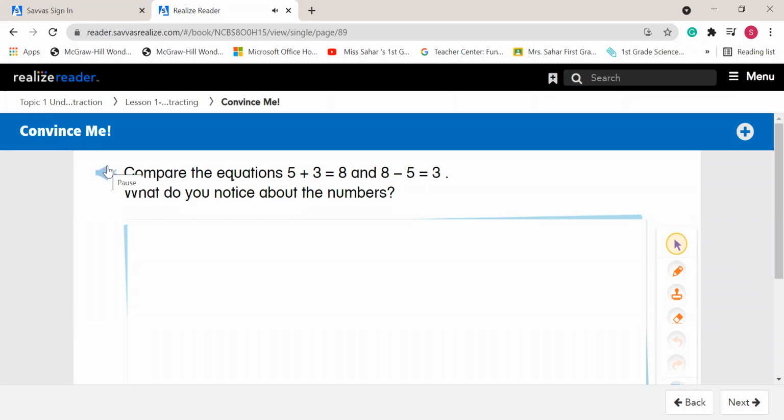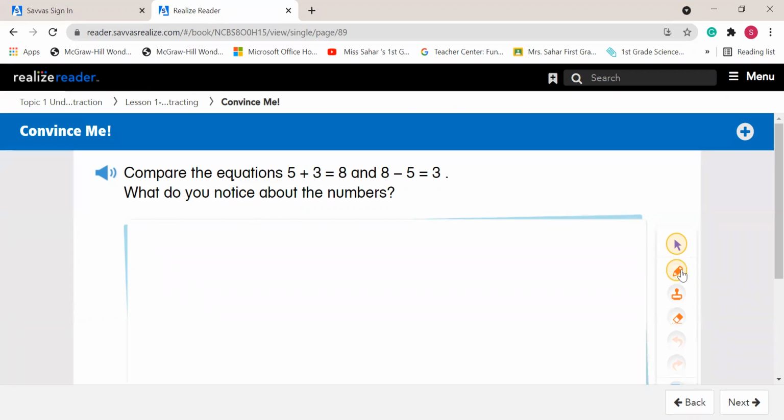Compare the equations 5 plus 3 equals 8 and 8 minus 5 equals 3. What do you notice about the numbers? Okay, so this is the example we have. Let's say that we have 8 students in a class. 5 of the students are boys. So how many of the students are girls? So we'll think about the whole and the part.